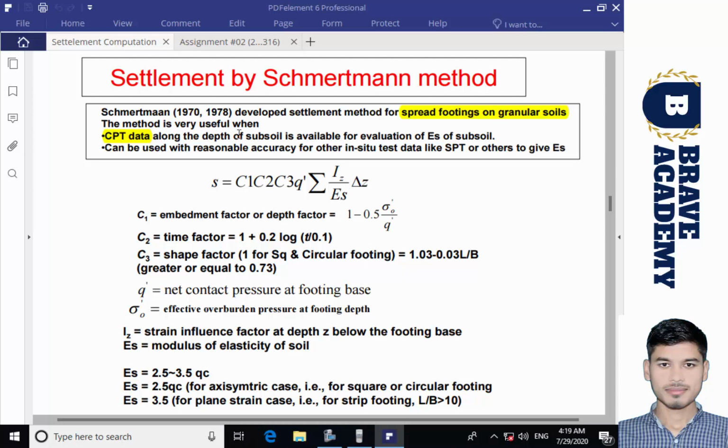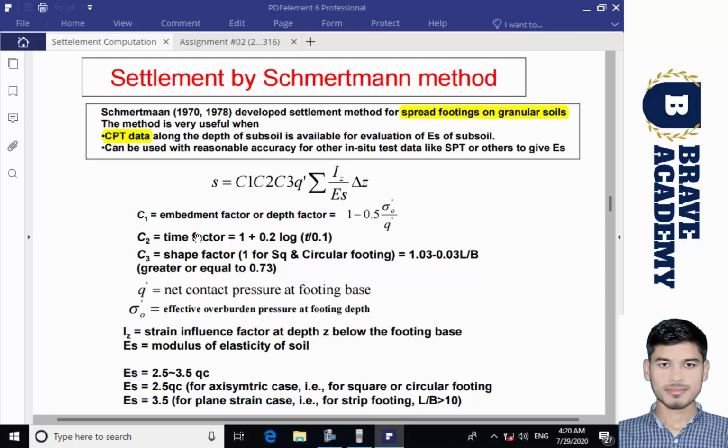This method is very useful when the CPT data or SPT data are given to compute the modulus of elasticity of the subsoil. From those results we can find the Es value, and that is useful in Schmertmann's method. Here is the general formula to find the elastic settlement in the soil by Schmertmann's method: S is equal to C1 C2 C3 q bar sigma Iz over Es into delta z.